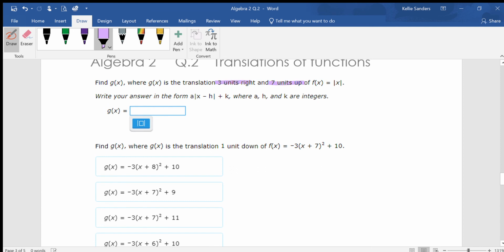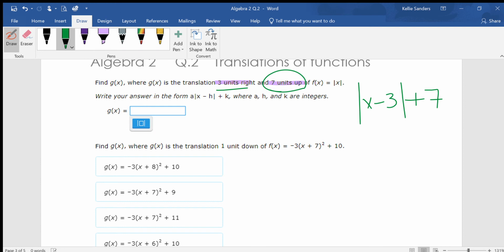3 to the right, 7 up. So the 7 up would be plus 7. 3 to the right would be inside, so x minus 3.